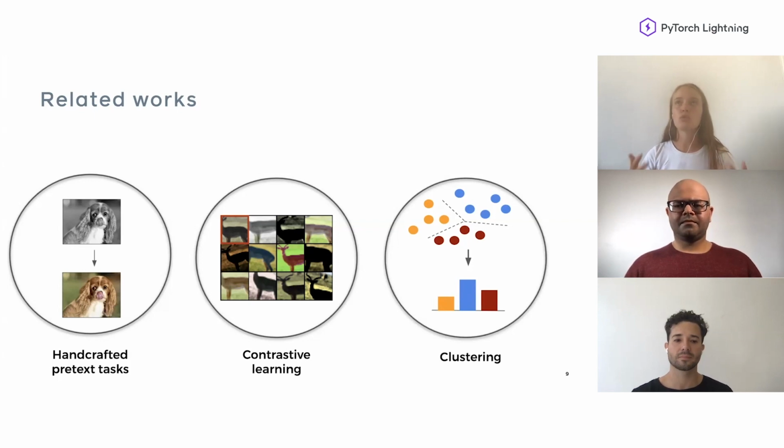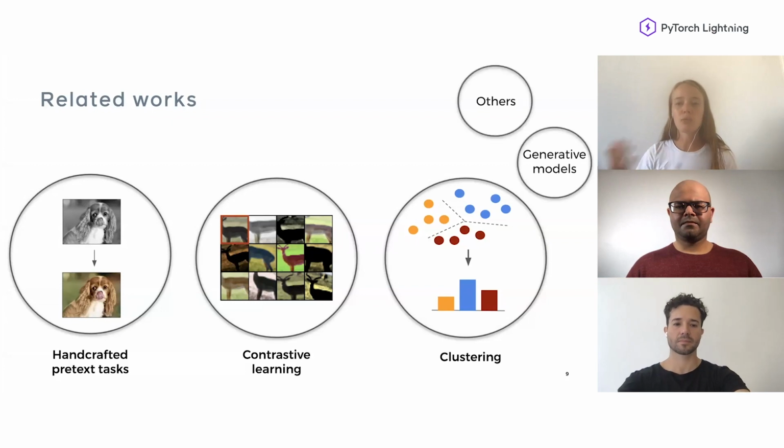And here, what we do is that we want to mine clusters, so visually coherent clusters in the dataset. Then we use those clusters as pseudo-labels, as pseudo-assignment for the dataset, and then the network is trained to predict these pseudo-labels. And of course, there are many other approaches, and there are also other ways to categorize these approaches. But in this presentation, I will focus mainly on clustering and contrastive learning.